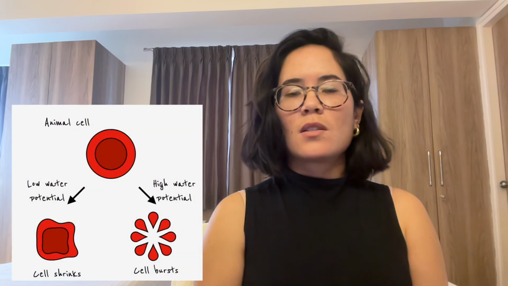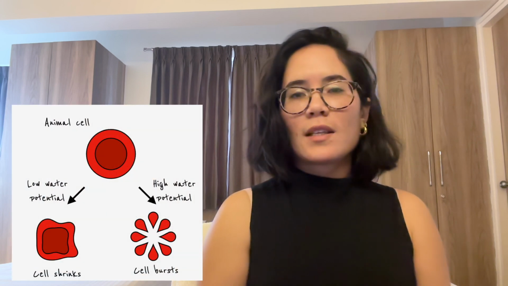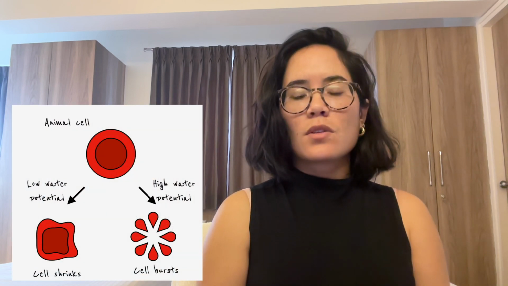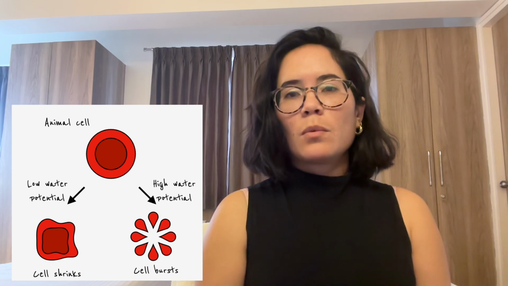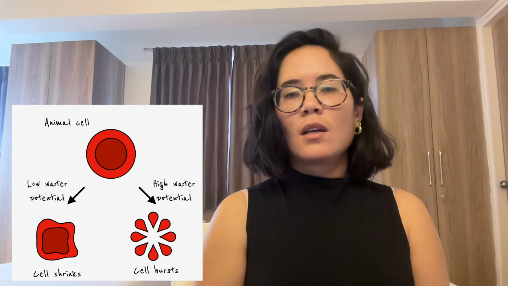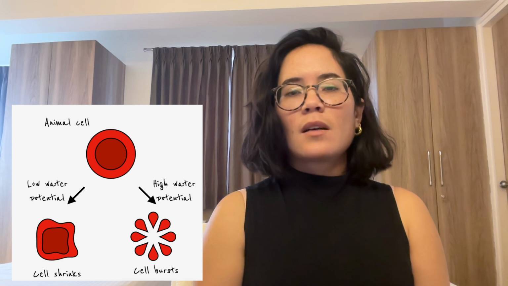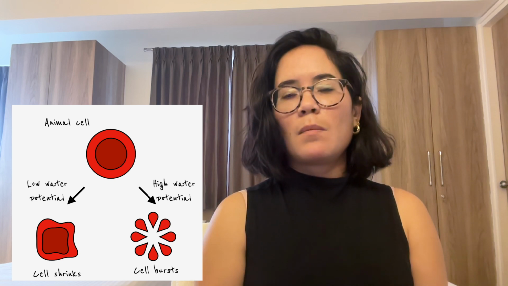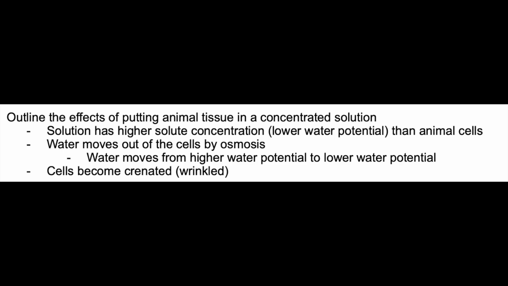If we place animal tissue in a concentrated solution, so one with a more negative water potential, one that contains lots of salt, there'll be a net movement of water from inside the animal cell to the surrounding solution by osmosis across a partially permeable membrane. The animal cell becomes crenated, which in effect means shriveled or wrinkled.